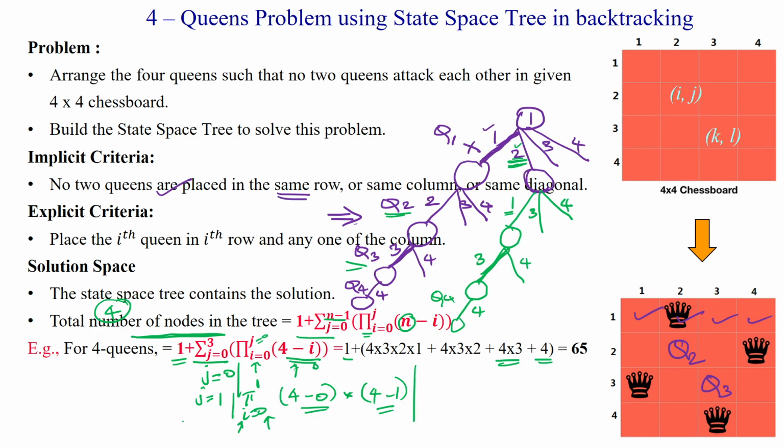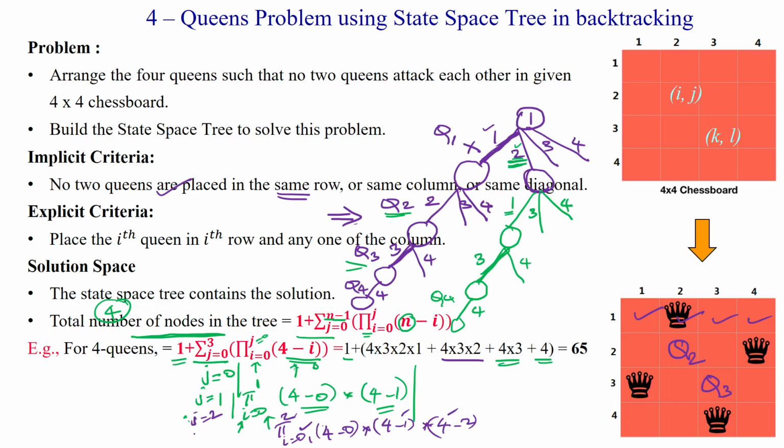Then when j equal to 2, the product of i equal to 0 to 2. Then you have to substitute: 4 minus 0, multiplied with 4 minus 1, multiplied with 4 minus 2. That means this i value is 0, then 1, then 2, so we are getting 3 terms. This term 4 minus 0, 4 minus 1 is 3, 4 minus 2 is 2.